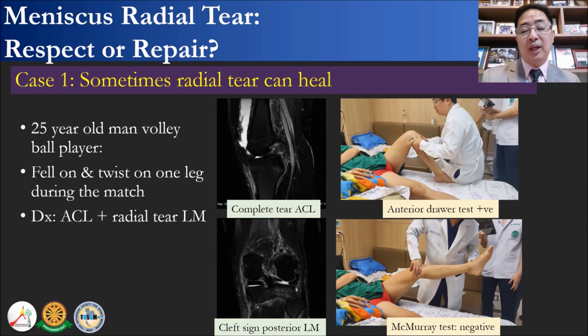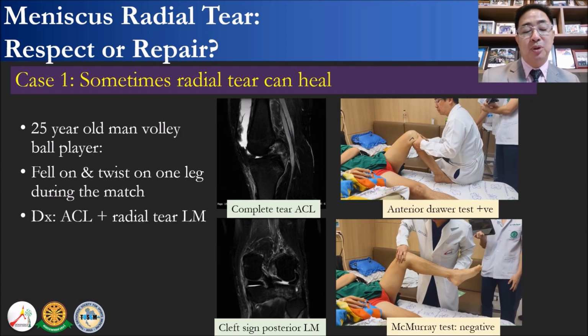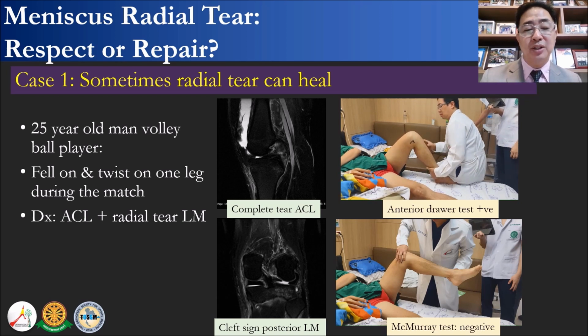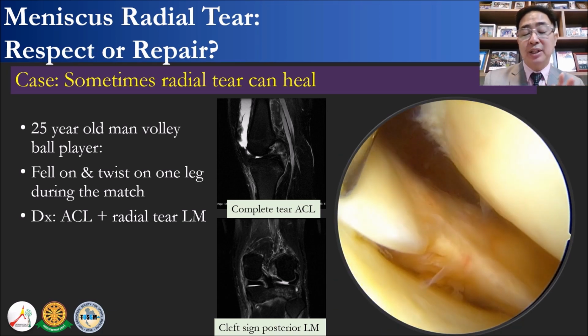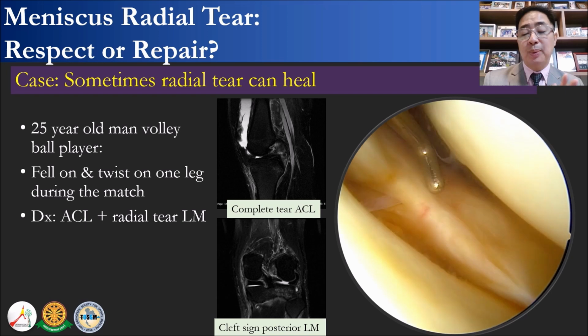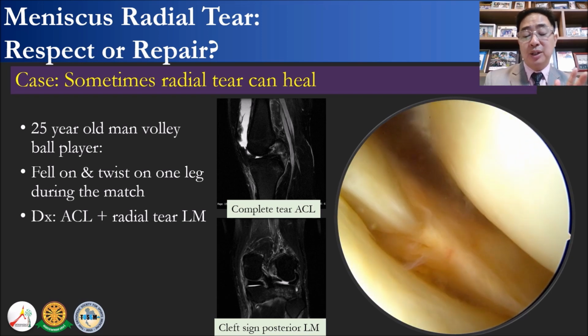Sometimes the radial tear can be healed. This is an example. This young volleyball player, he twists his knee. He has ACL injury and also there's meniscus tear from the MRI. So when I get in the joint to perform the ACL reconstruction with meniscus repair, I found that the lateral meniscus radial tear was healed. Okay, so that's happened in acute injury.